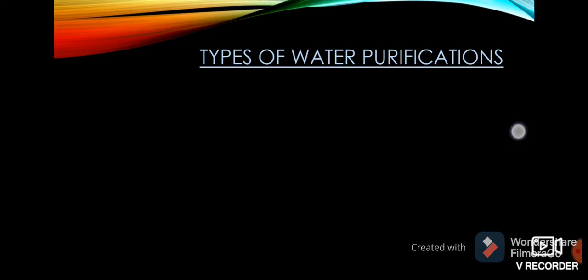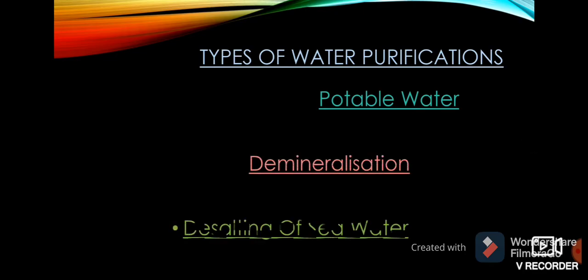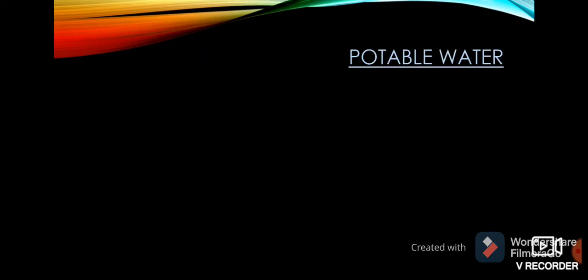The first one is potable water, then demineralization of water, and finally desalting or desalinization of seawater. Let's take a look at the first one. Now let's understand the process with the help of a flowchart. Obviously, the first step is the collecting of raw water.